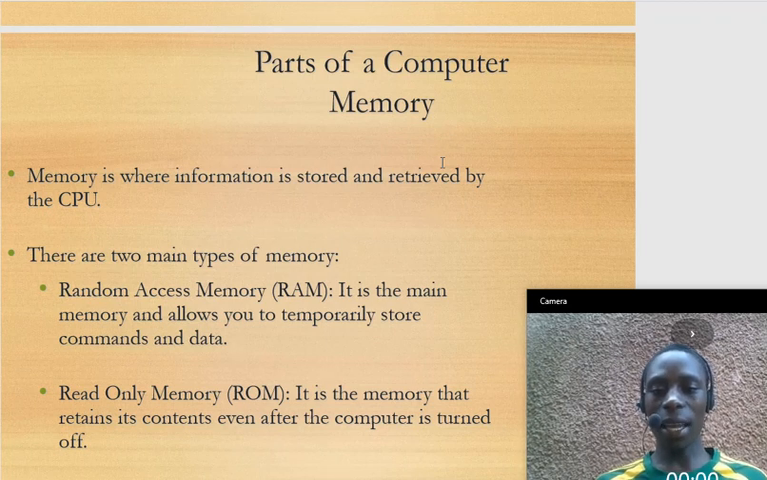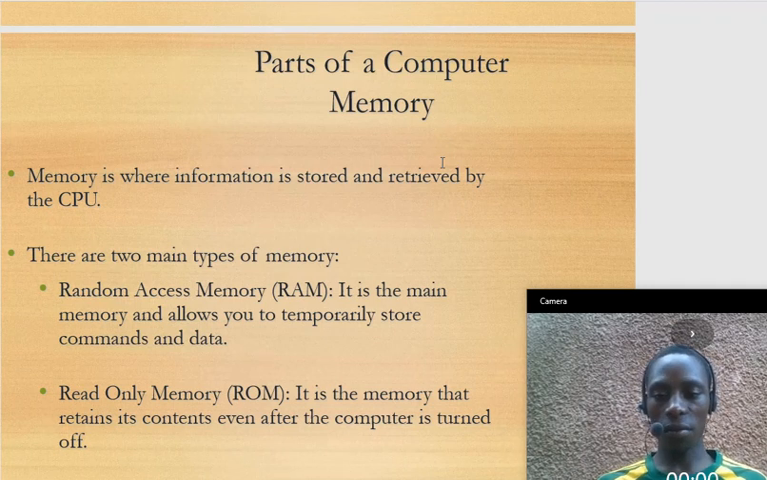So this one loses information when the computer is powered off. The main memory, the random access memory, loses information immediately when the computer is powered off.